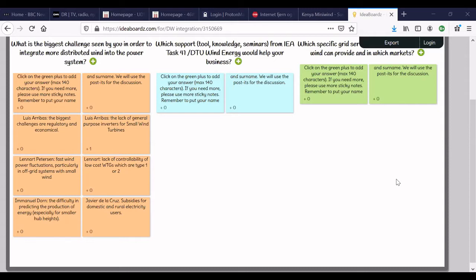I see a comment from Leonard as well in the meantime, the lack of controllability of low-cost wind turbines, which are type 1 or type 2. Leonard, do you think there are many type 1 being manufactured nowadays? I understand that, excuse my ignorance, that most of the, even the smaller wind turbines have inverters there.